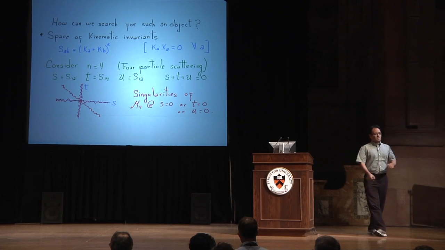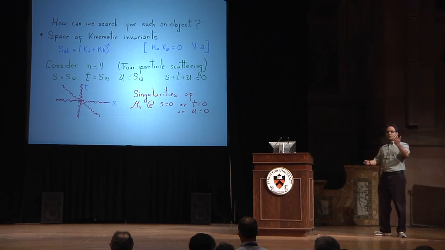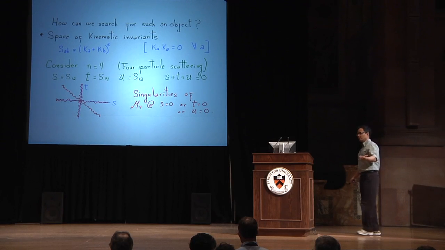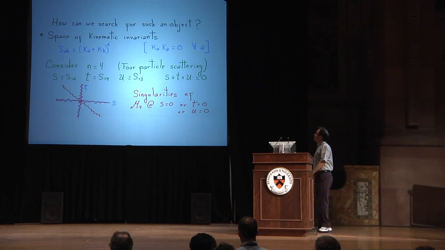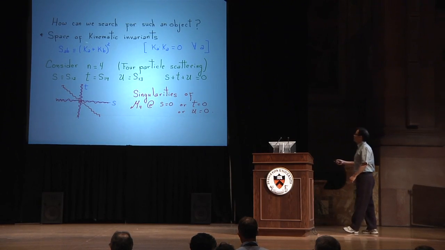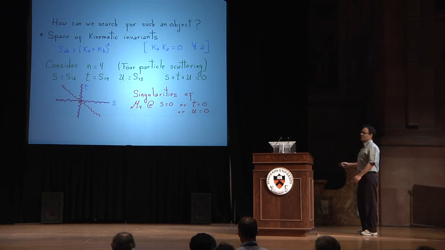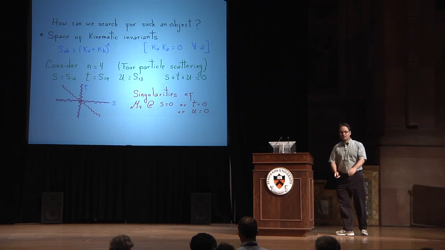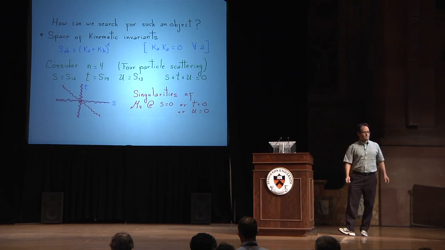So, given that we want to work in any number of dimensions, we have to start from scratch. We don't have the luxury of the magic variables. So we have to go back, and in the search for the new object, we start with something very, very basic, the space of kinematic invariants.